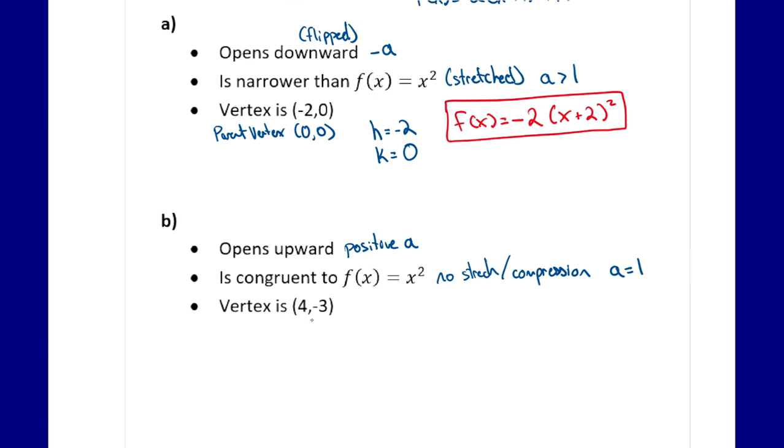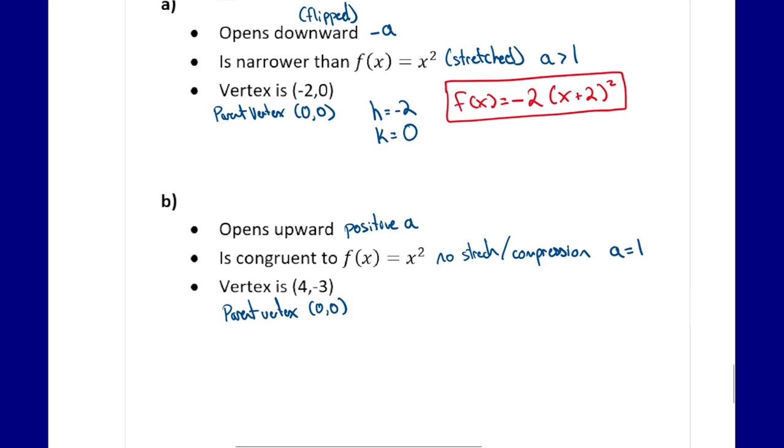Our vertex is (4, −3). So again, looking at the parent vertex, which is (0, 0), what has changed, right? So our h value is going to be a positive 4 because our vertex is 4 for the x value. So that means it's shifted to the right 4. Because the y value is −3, that means we've shifted down 3 from our parent function. So that means k is −3.